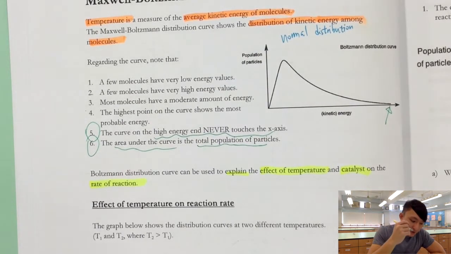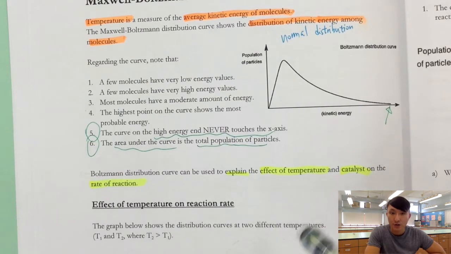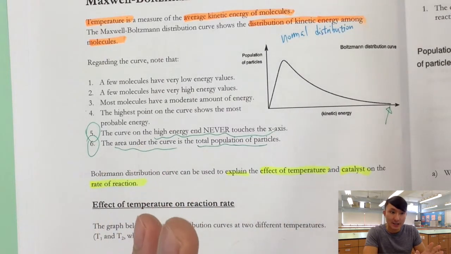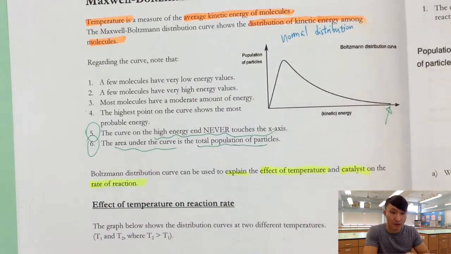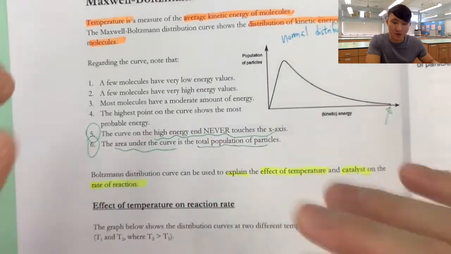But actually, the effect of temperature on rate can also be explained using the Boltzmann distribution curve. So we have two explanations as to how temperature can affect the rate of reaction. Now, catalysts. You notice that collision theory is unable to explain how catalysts can speed up the reaction, right? The catalyst doesn't increase the collision frequency, doesn't increase how hard the molecules collide with each other. But here, the Boltzmann distribution curve is able to explain how catalysts can speed up the reaction. So that's why we have to learn this new concept.